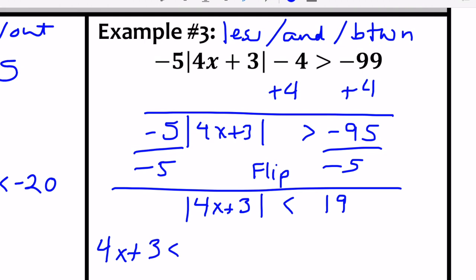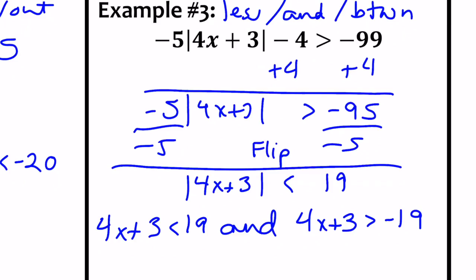We're going to do step 3 now and split this into 2 equations or 2 inequalities. It says 4x plus 3 is less than 19, and because we have the word and now, 4x plus 3, and we reverse, so we have a greater than sign and a negative 19.